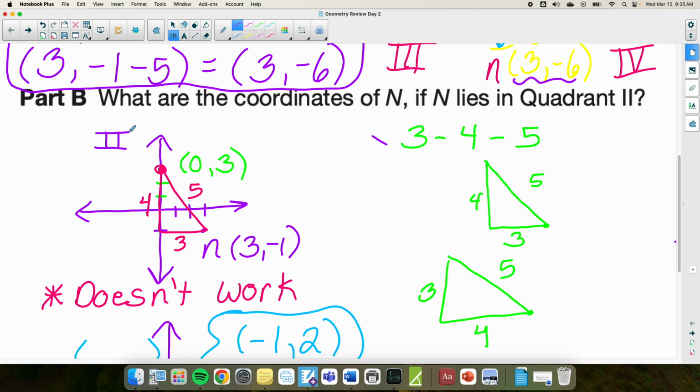What that would tell you to do is take your original point, and if you're going 3 to the left, you would subtract 3. If you were going 3 to the right, you would add 3. Then we know we're going up 4, so we would add 4 to that point. Now 3 minus 3 is 0, -1 plus 4 is 3, and notice that was the point that doesn't work because it's on the axis, okay?